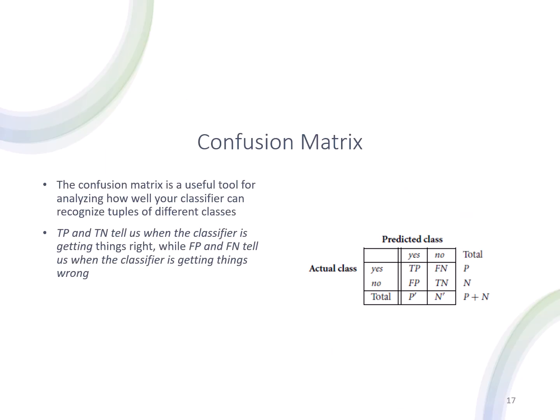The confusion matrix is a useful tool for analyzing how well your classifier can recognize tuples of different classes. TP and TN tell us when the classifier is getting things right, while FP and FN tell us when the classifier is getting things wrong.